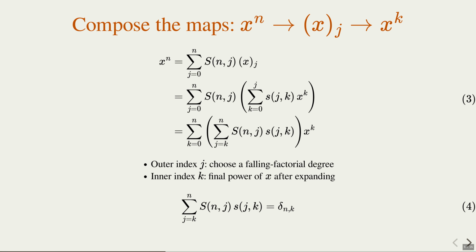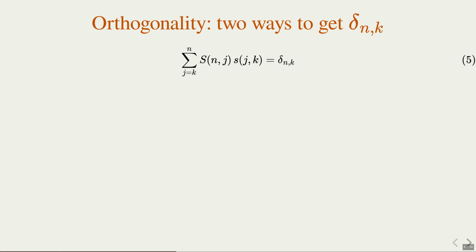For the round trip to truly return x to the n, every coefficient must match. The coefficient of x to the k must be 1 if k equals n and 0 otherwise. That is exactly the Kronecker delta condition. So the identity matrix is literally forced by matching coefficients. Let us state the result cleanly. These are the orthogonality relations, and they are exactly what it means for two lower triangular matrices to be inverses.